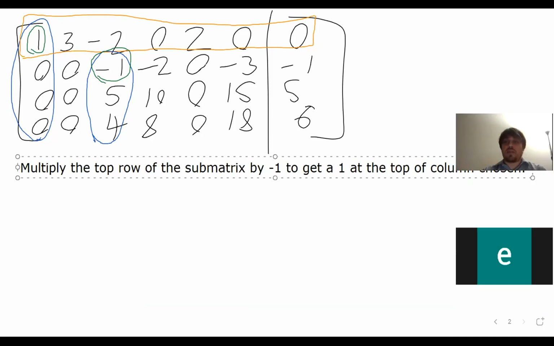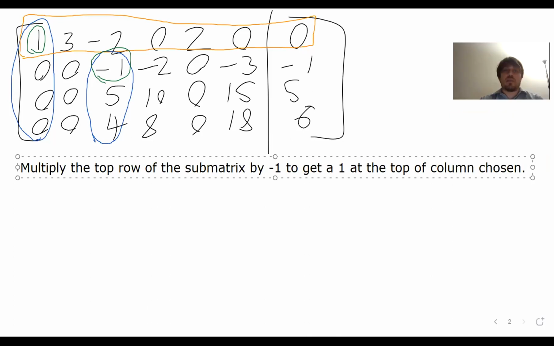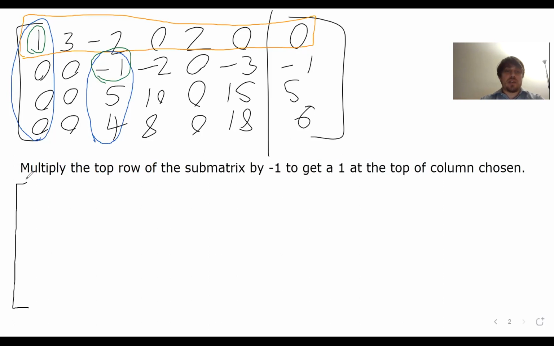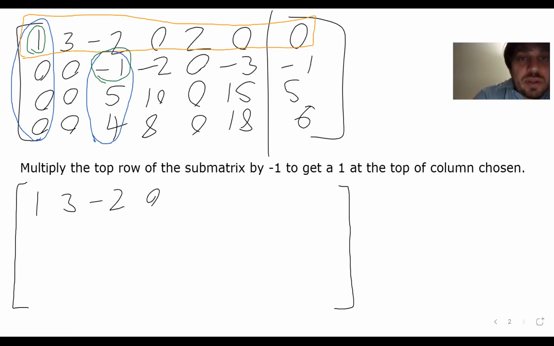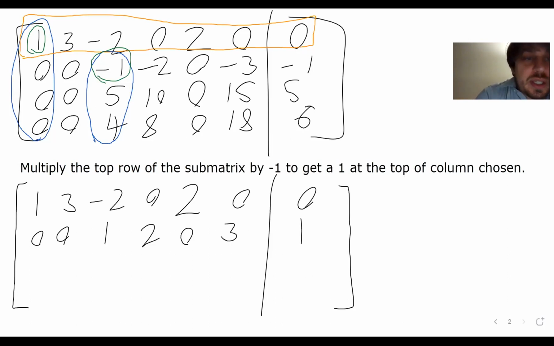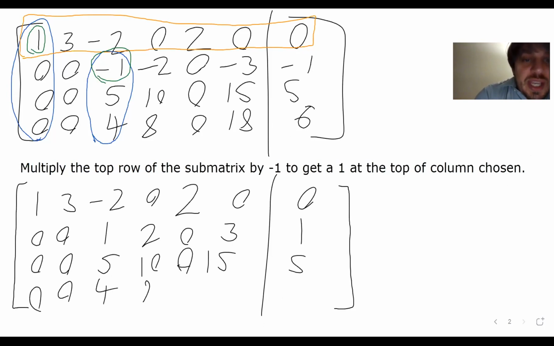Okay, so that's why we are multiplying by -1, so that the top entry of that selected column is now a 1. So we do that, and we still have 1, 3, -2, 0, 2, 0, 0. We're multiplying by -1, so this is 1, 2, 0, 3, 1. And then everything else stays the same: 0, 0, 5, 10, 0, 15, 5. And 0, 0, 4, 8, 0, 18, 6.